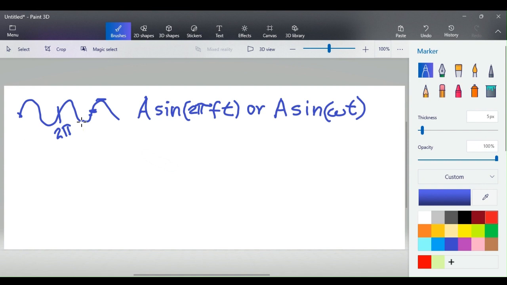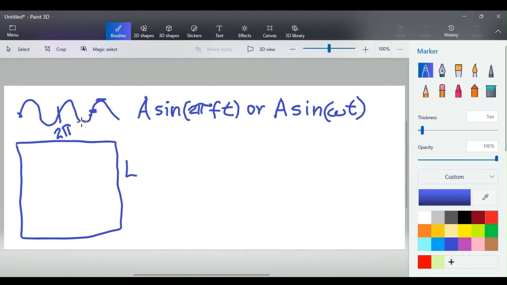So I'm all done, right? No, I'm not done yet, because this doesn't describe how this wave is moving away from the black body. I'll put a big square here. This is the box where this is going on, and the box I'm going to say has a length L on the side. So the total volume of this box or cube is going to be L cubed.